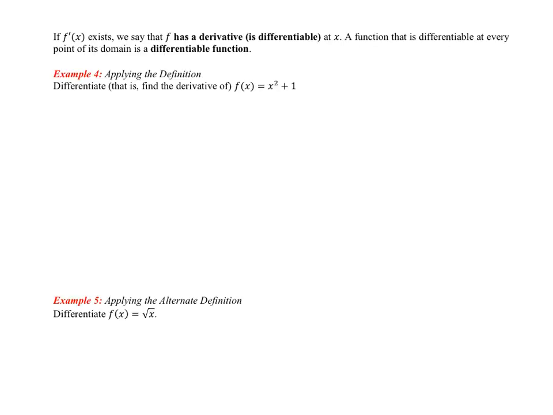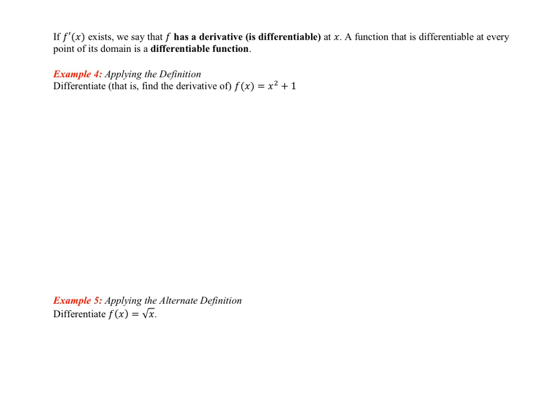Okay, so if f prime exists, we say that f has a derivative, or is differentiable at x. A function that is differentiable at every point of its domain is a differentiable function. So let's apply the definition and differentiate, which is a synonym for find the derivative, of f of x equals x squared plus 1.